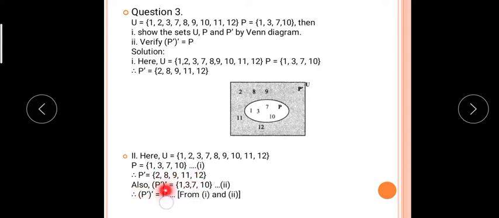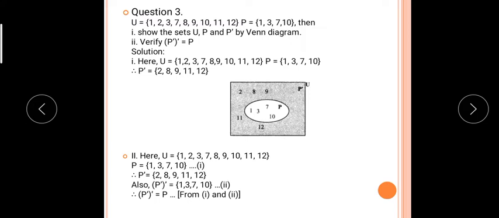Now we have to find P dash double dash. It means the complement of P dash. I am repeating this meaning again: this is the complement of P dash. So the complement of P dash means the elements which are not in P dash. So how many elements are there which are not in P dash? They are 1, 3, 7 and 10. And therefore from the first and second we can say that P dash dash is equal to P. It means that the complement of P dash is equal to P. It is called the double complement of set P and it is equal to P.